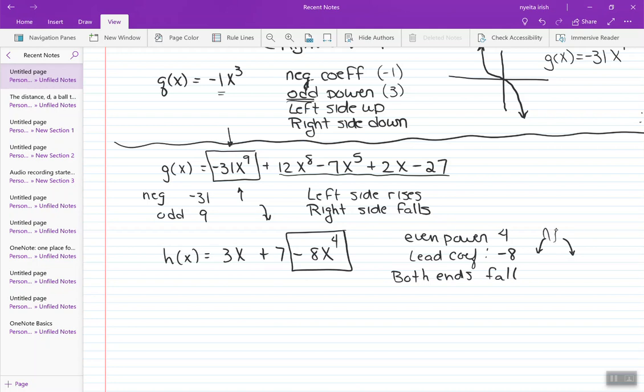Again, it could do crazy stuff in the middle here, but I'm only interested in the end behavior. And that leading term with the coefficient of negative 8 and the power of 4 tells me that both ends are going to fall.